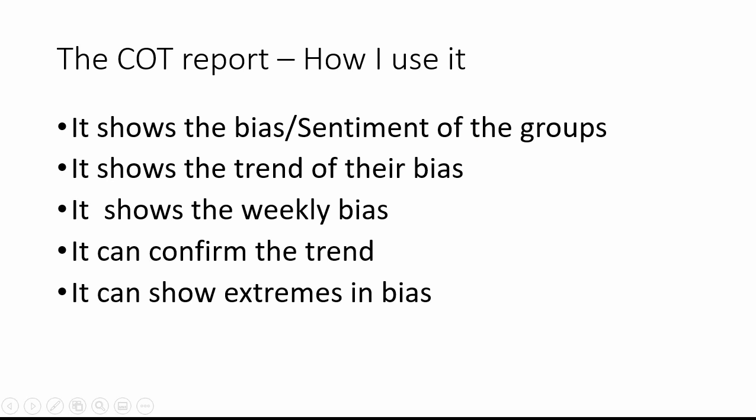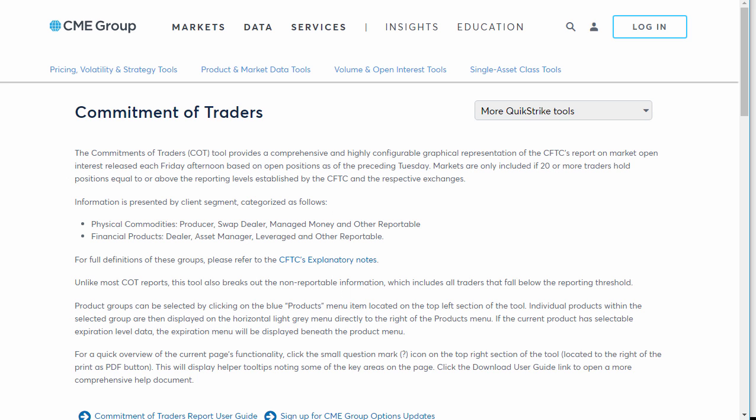So let's have a look at the report itself. The report comes out, you can catch it on the CME Group site. It will give you some explanatory notes there if you want to read them for the definitions of the groups. It's separated into two groups: the commodities groups, and the financial products. What I'm going to look at here is the financial products initially. I'll look at putting another video for the commodities, which are slightly different.